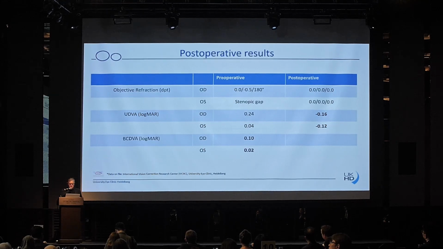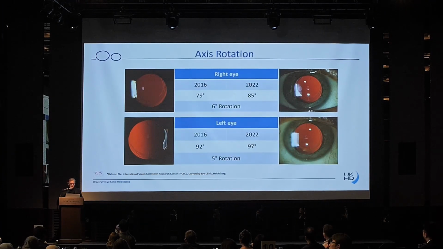You see here, postoperative uncorrected distance acuity minus 0.16 logMAR, which is 1.6, almost 20/10. So she was very happy with that. This is very important. And then 6-7 years later, she came to the clinic and still was very happy. We see a little bit of rotation.